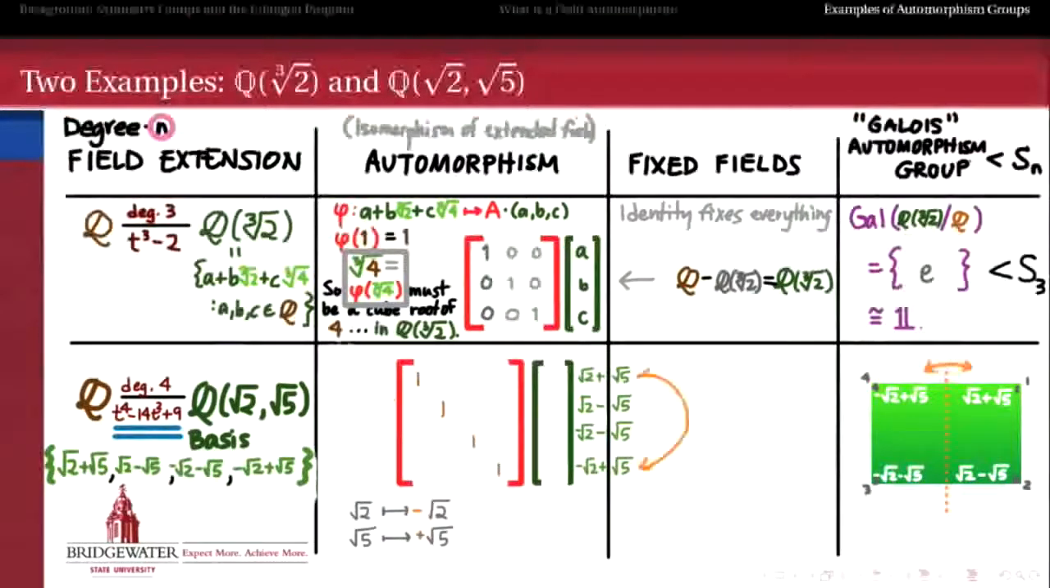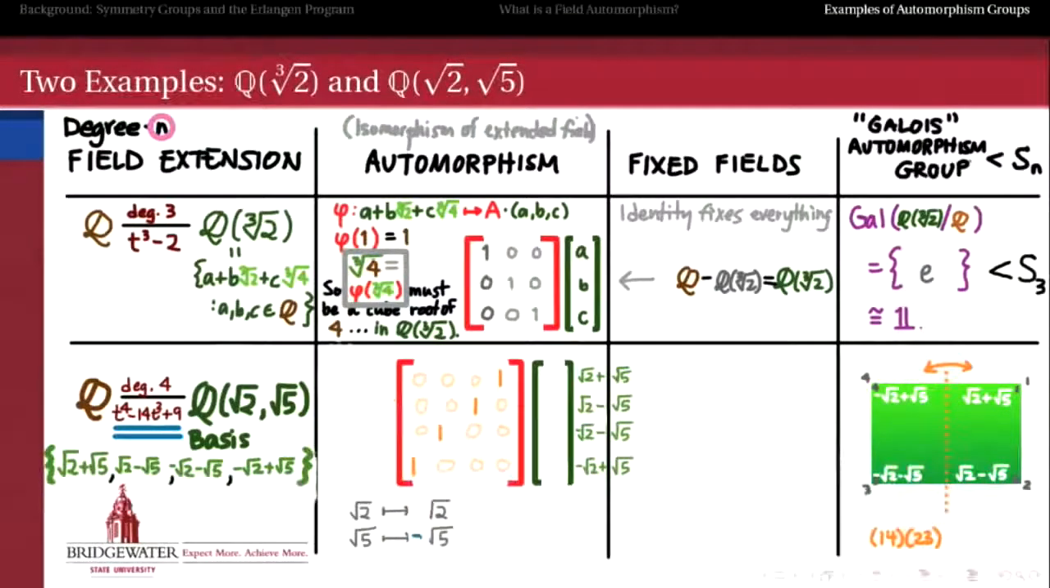In other words, we've applied a reflection across this vertical axis if we flip the square root of 2 with minus the square root of 2. And a matrix for that can be the one shown here. It achieves that permutation of these 4 roots. And thinking in terms of the symmetric group, we can represent that, with the roots numbered as they are on the right, as the composition of the 2 cycles (1 4) and (2 3).